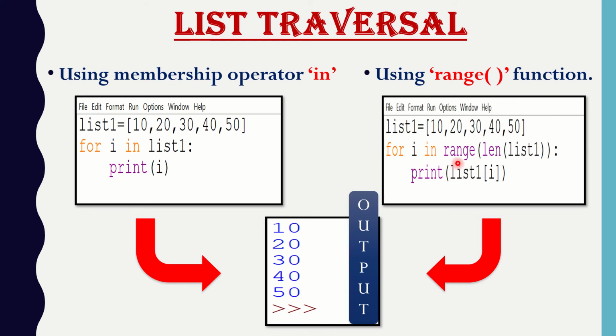Since range will be starting from 0, this will be picking up the forward indexing and then displaying all the elements of the list. So this will also give the same output. So these two methods are available. You can use any one.